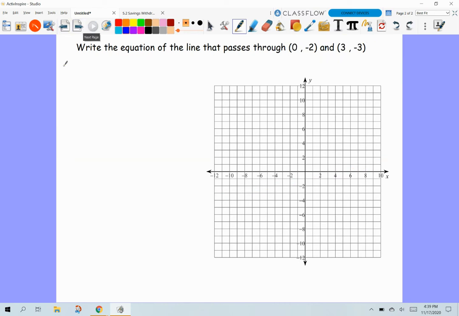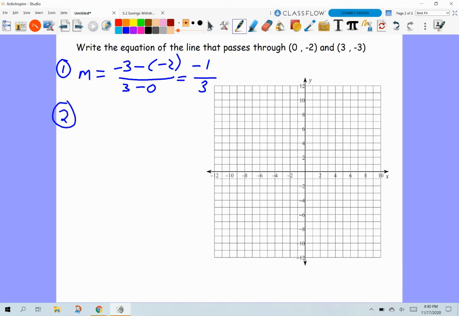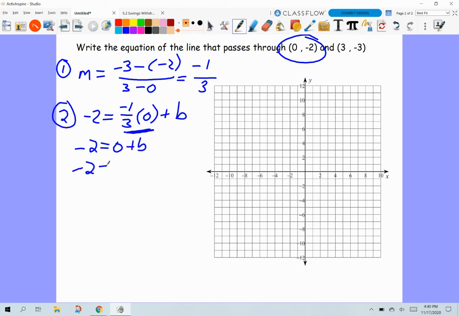All right, another one real quick. Find your slope first. y2 minus y1 over x2 minus x1. So that is -1/3 for the slope. I'm going to use 0, -2 for my x and y. So that's going to give me a 0 when I multiply here. So my b value is -2.